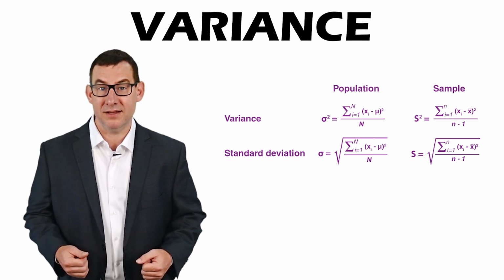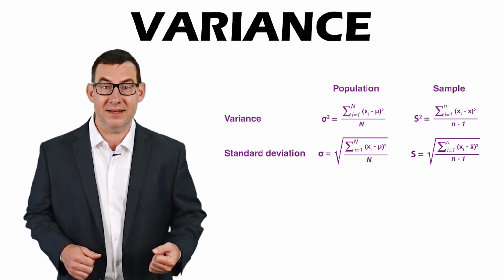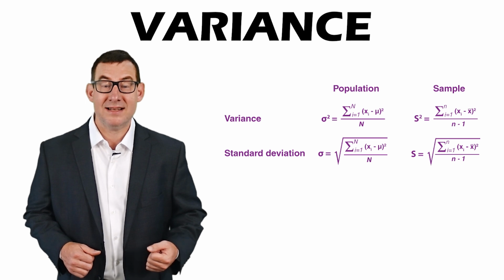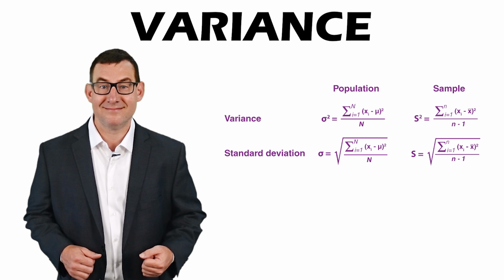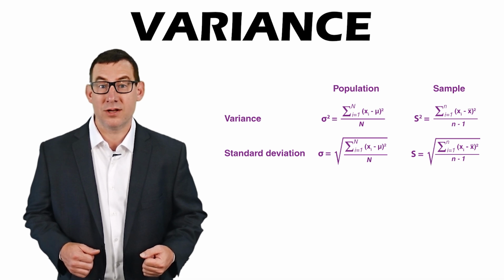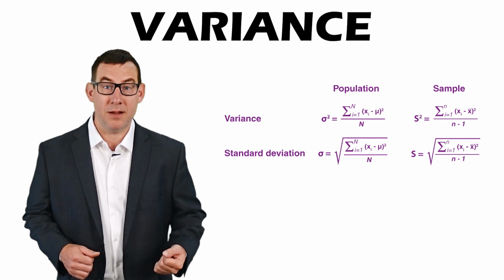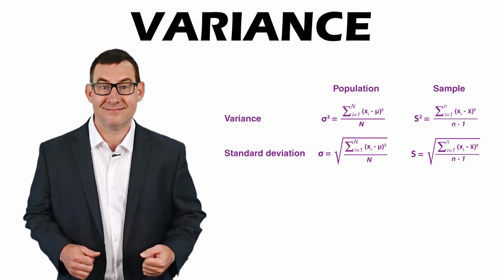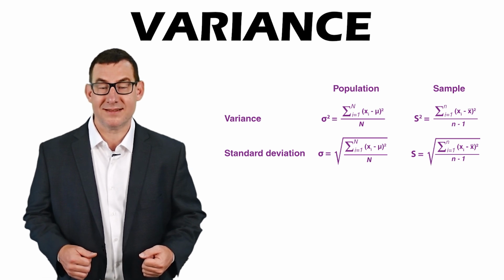The steps in calculating the variance are: first, calculate the mean. Second, find the difference between each value and the mean. Third, square that value. Fourth, sum those values. Fifth, divide the sum by the number of data points.